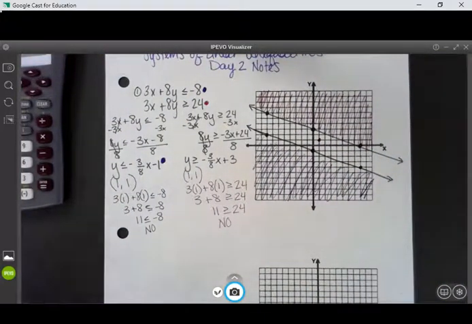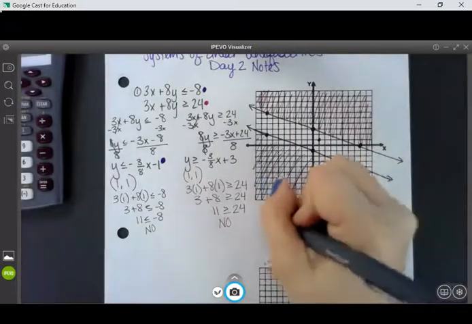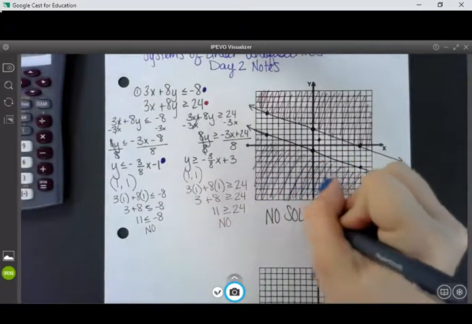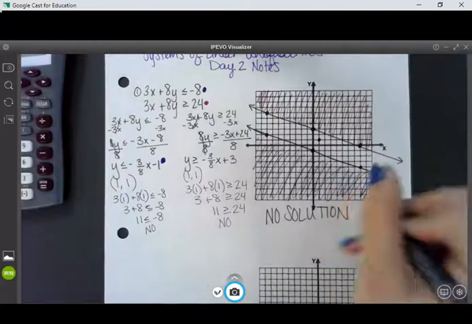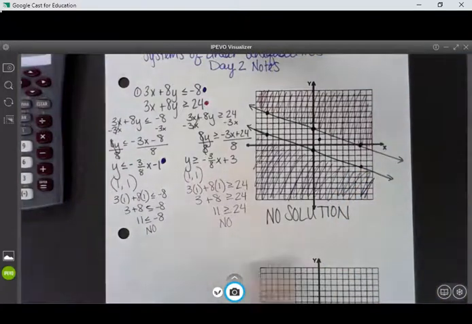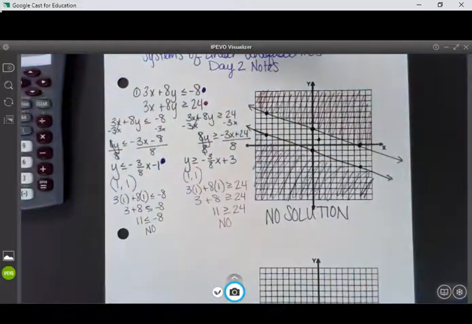Okay, so this is that special case that we would say that this has no solution. So instead of picking out a perfect point that works, you'll state that this problem has no solution. There is absolutely no point in the entire universe of graphing numbers that would work for both of these equations.